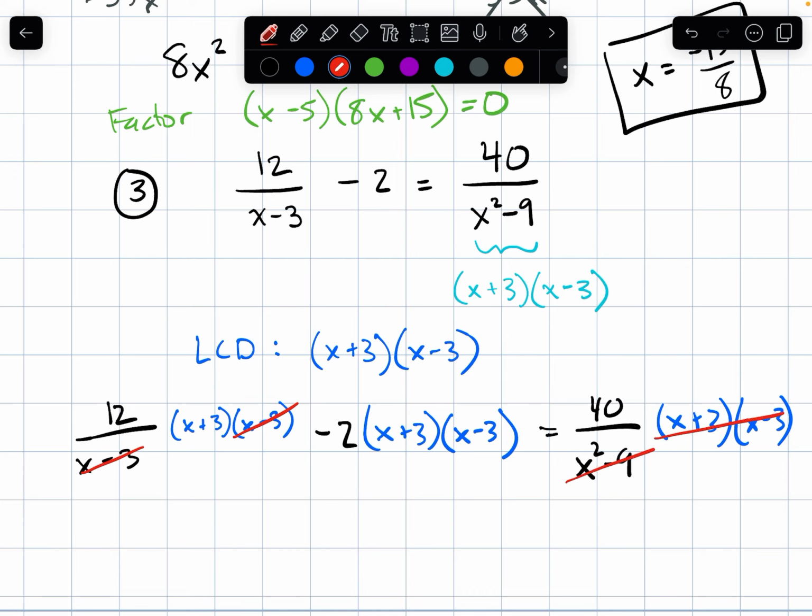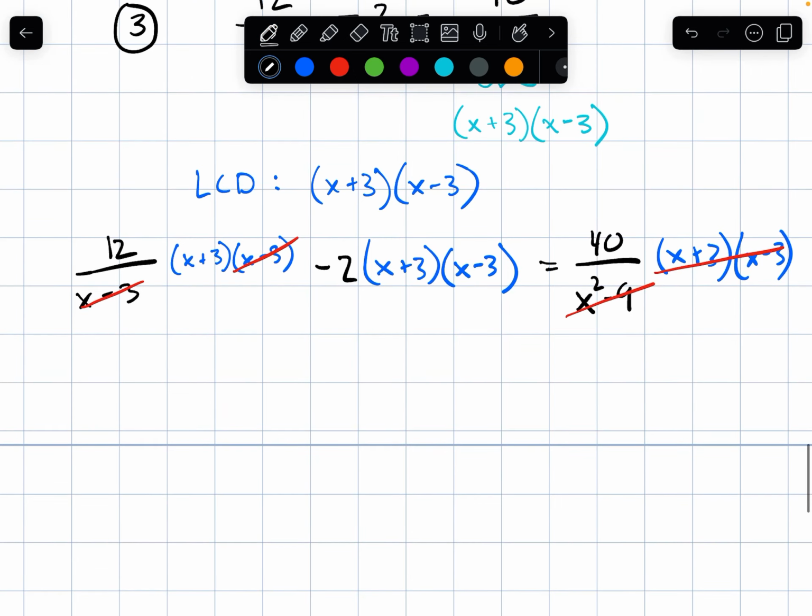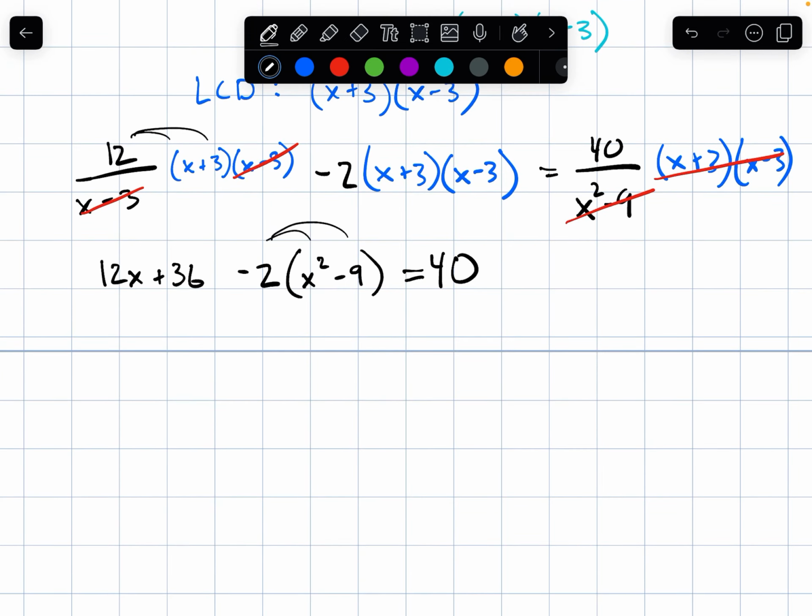And then we know that x squared minus 9 is the same as x plus 3 times x minus 3. So my new equation right here, when I distribute the 12, we've got 12x plus 36. Then I've got a minus 2, and we know that this is really x squared minus 9. And then that's going to equal just a 40. If I just multiply that negative 2 with distributing, we've got 12x plus 36 minus 2x squared plus 18 equals 40. And now I'm going to go through that same process of trying to factor this.